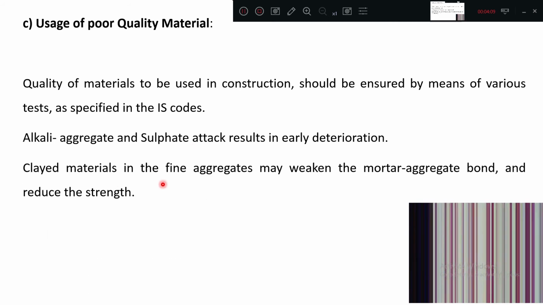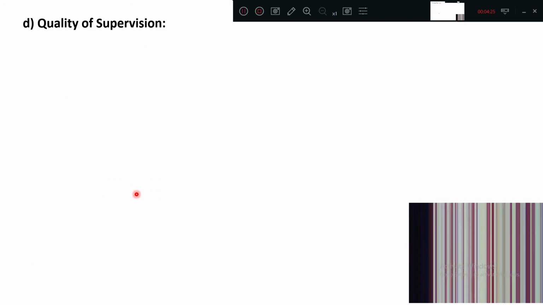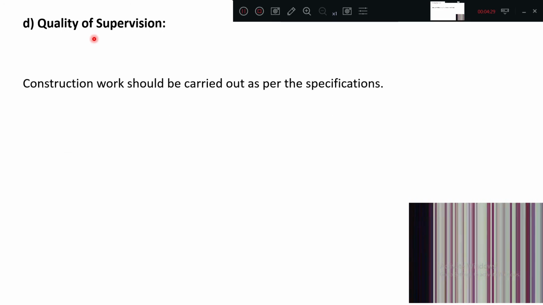Clayey materials in fine aggregate may weaken the mortar aggregate bond. Clay is a sticky substance, which makes the mortar aggregate bond weaker and reduces the strength. The next cause will be the quality of the supervision.